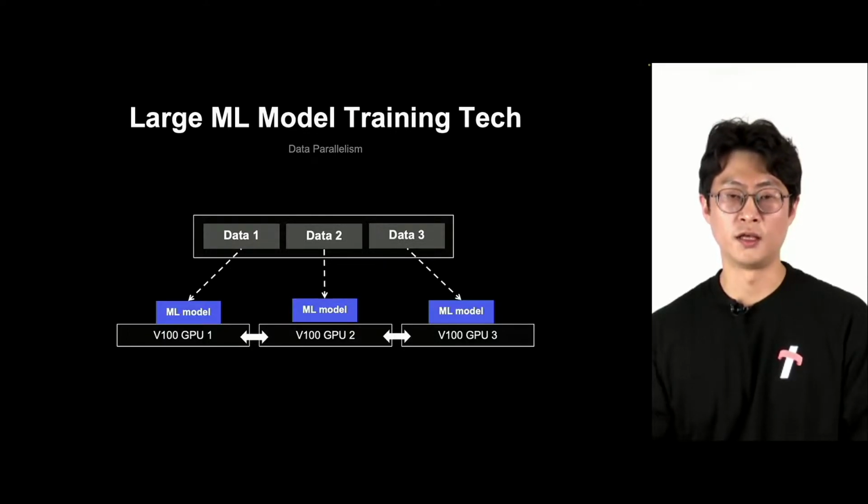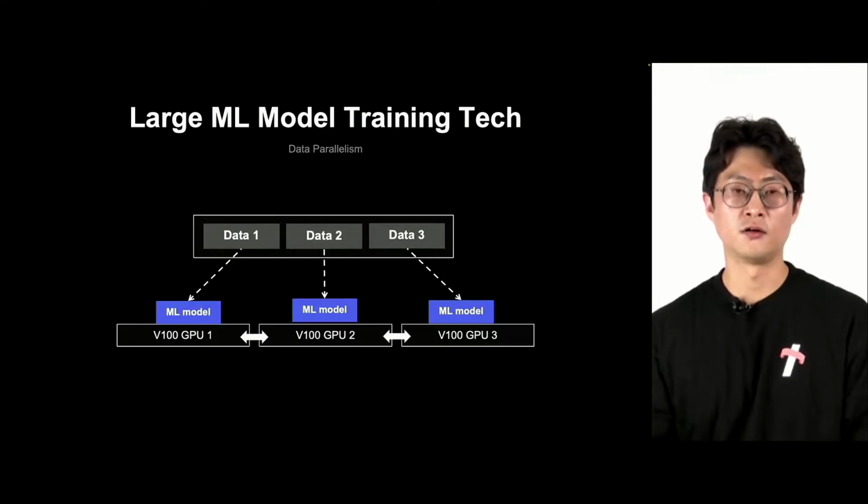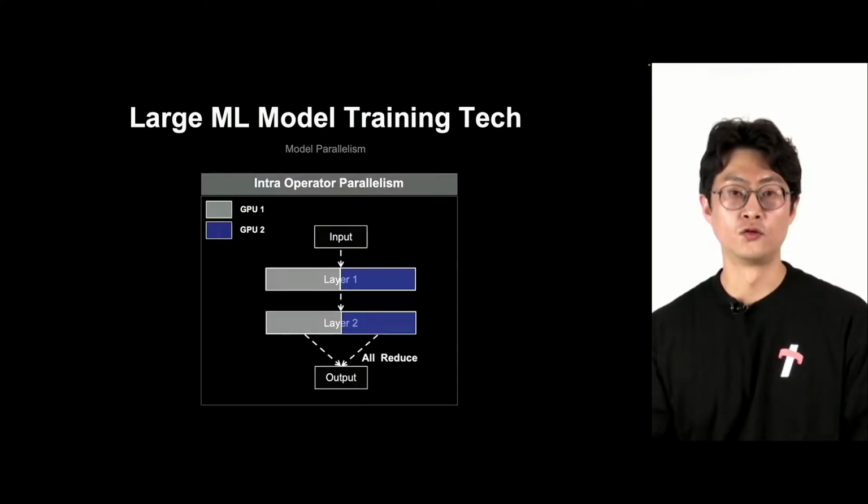Data parallelism technology is a method that we use when there is a lot of data, and at the same time, many data can be learned in the GPU in each model, and it has faster learning speed.